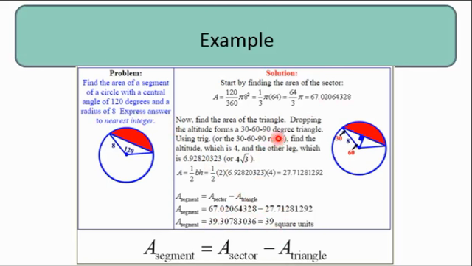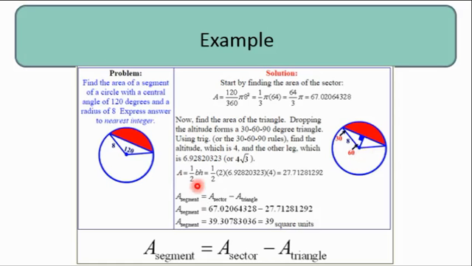So now we've got to find the area of the triangle. Dropping the altitude forms a 30, 60, 90 degree triangle. So the altitude is 4, and the other leg is 4 square root 3.